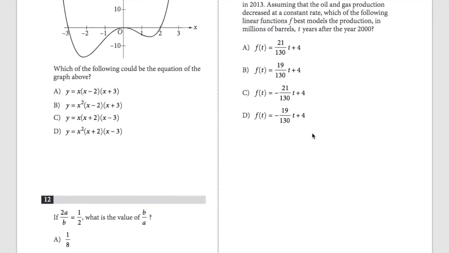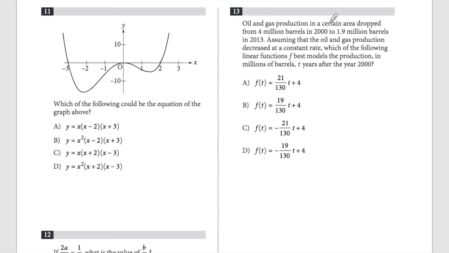Okay, let's do this one. Oil and gas production in a certain area dropped from 4 million barrels in 2000 to 1.9 million barrels in 2013. Assuming that oil and gas production decreased at a constant rate, which of the following linear functions best models production after the year 2000? So what I recommend is I plug in, so it was 4 million barrels when it was 2000, right? So if this is considered 0, when I plug in 0, it should equal 4. Now after 0, it should be 13. So if I plug in 13, I should get 1.9.